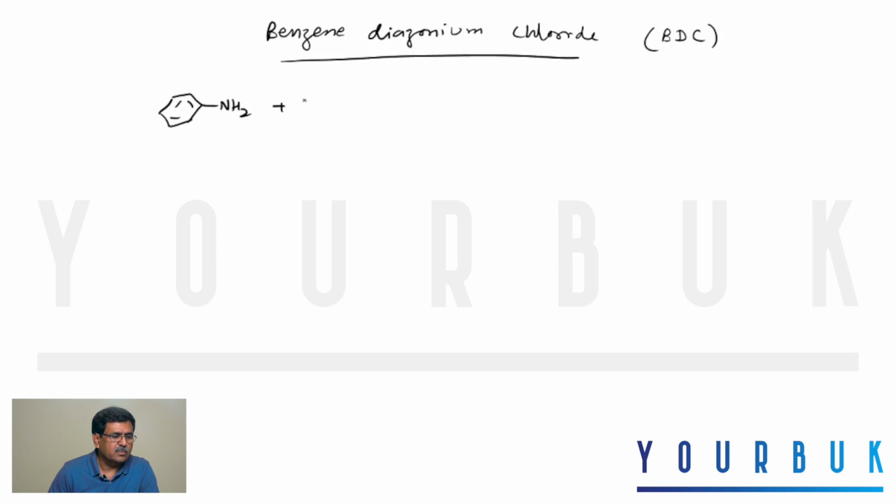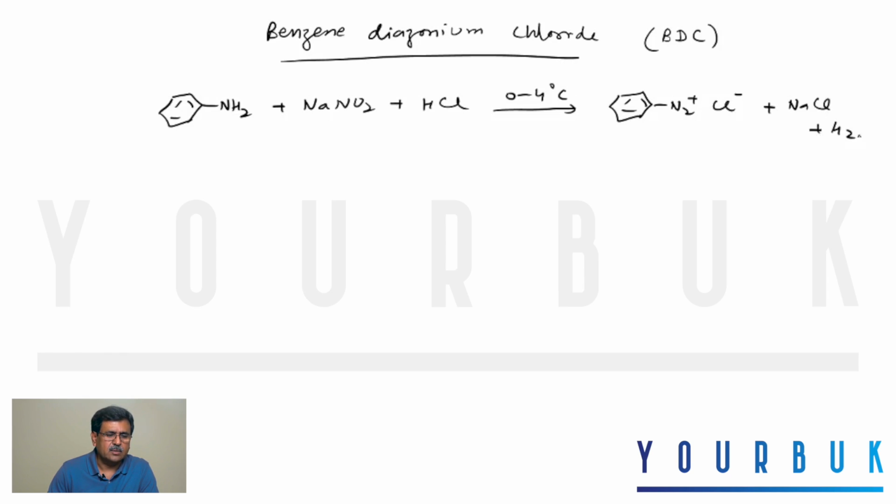with sodium nitrite and hydrochloric acid in ice cold solution, 0 to 4 degrees Celsius, and it gives a diazonium salt. This is called benzene diazonium chloride or benzene diazonium salt, and the side products are NaCl plus water. Now this preparation of a diazonium salt, this preparation of benzene diazonium chloride is known as diazotization.